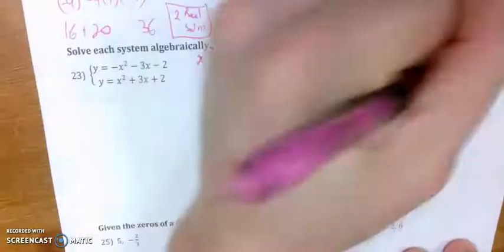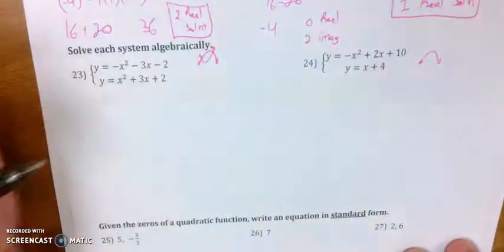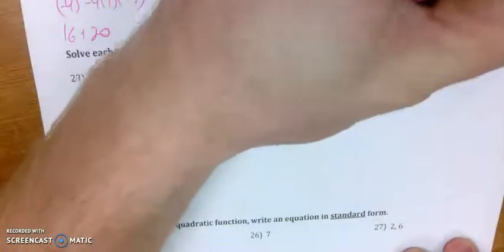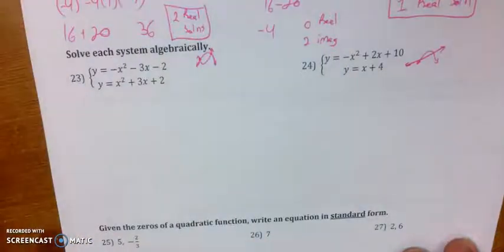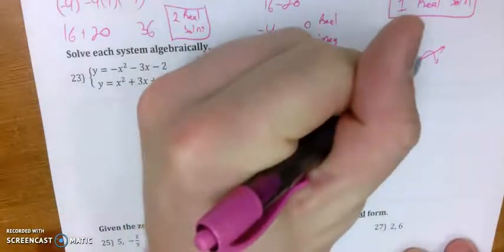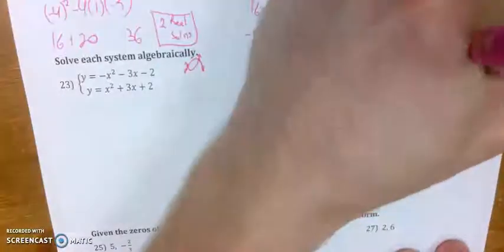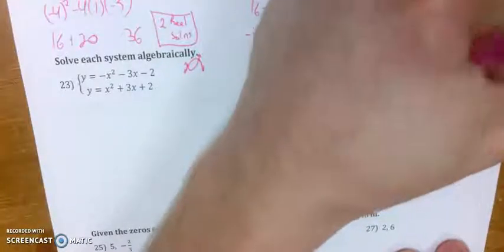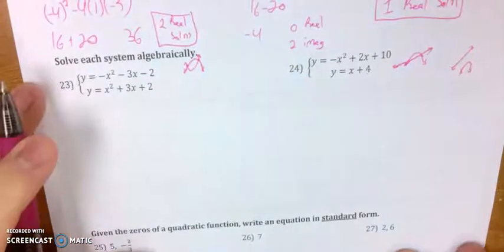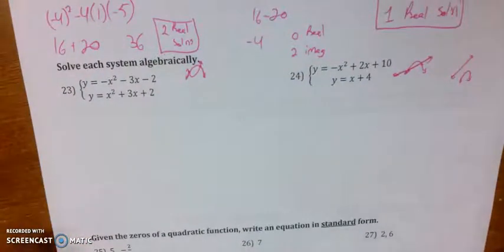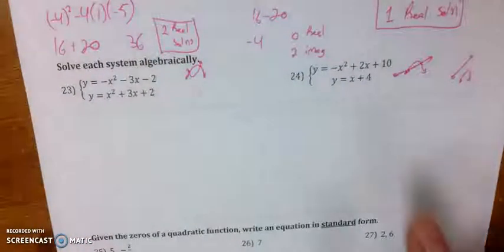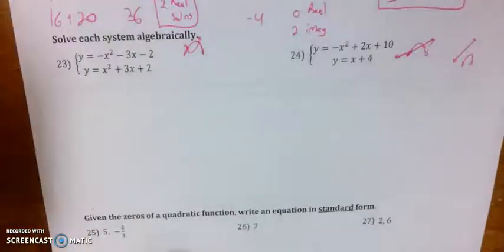Over here on 24, I'm going to have a downward opening parabola, and then I'll have a line with a slope of 1, y-intercept of 4. So that one might intersect at two separate points. Maybe it's a scenario where the line is above the parabola. Maybe it's tangent to it, so it only has one. Who knows? That will be determined here in a second.